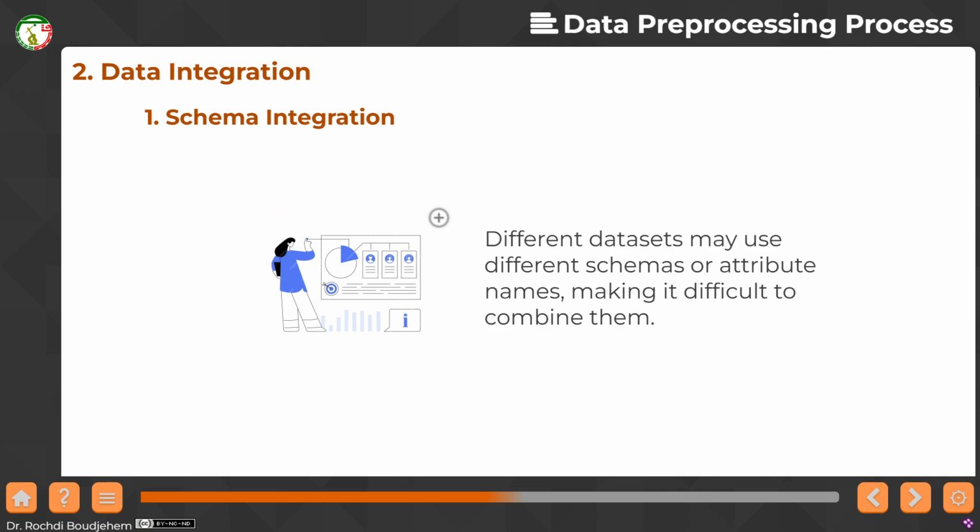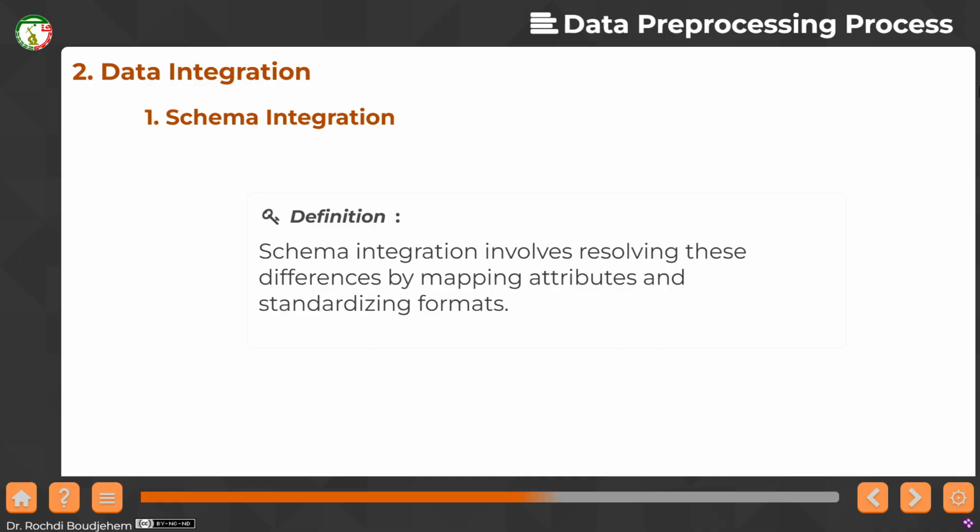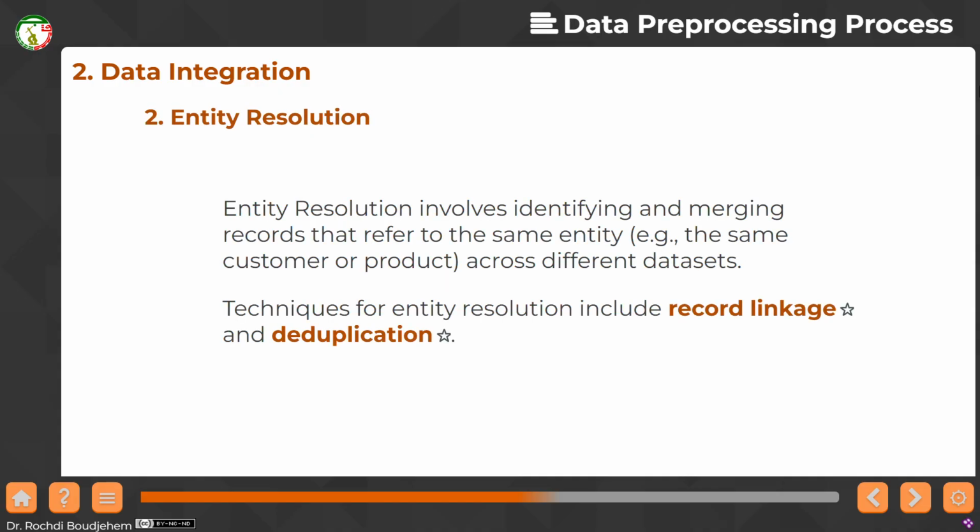Schema integration occurs when different datasets use different schemas or attribute names, making it difficult to combine them. Schema integration involves resolving these differences by mapping attributes and standardizing formats. Entity resolution involves identifying and merging records that refer to the same entity, such as the same customer or product, across different datasets. Techniques for entity resolution include record linkage and deduplication.